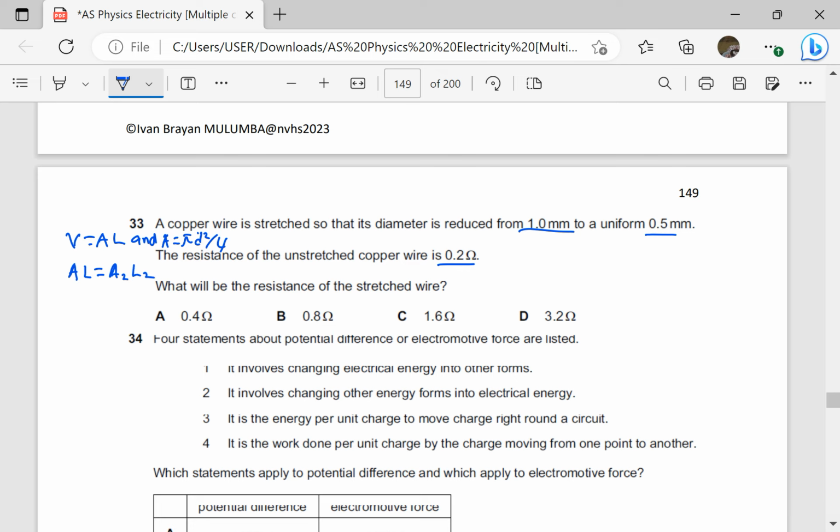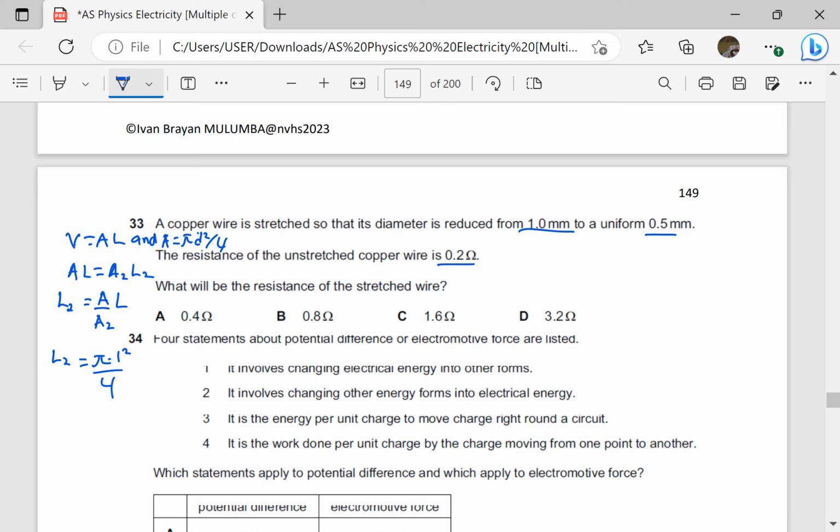Okay, so you will notice that the length of the second wire L2 is going to be equal to A over area 2 times the original length. But remember, area is pi d squared over 4, so I'm going to substitute. So the length L2 is going to be equal to pi, its diameter is the first wire, remember, its diameter is 1. I will not convert the units, I will just say 1. 1 squared divide by 4.